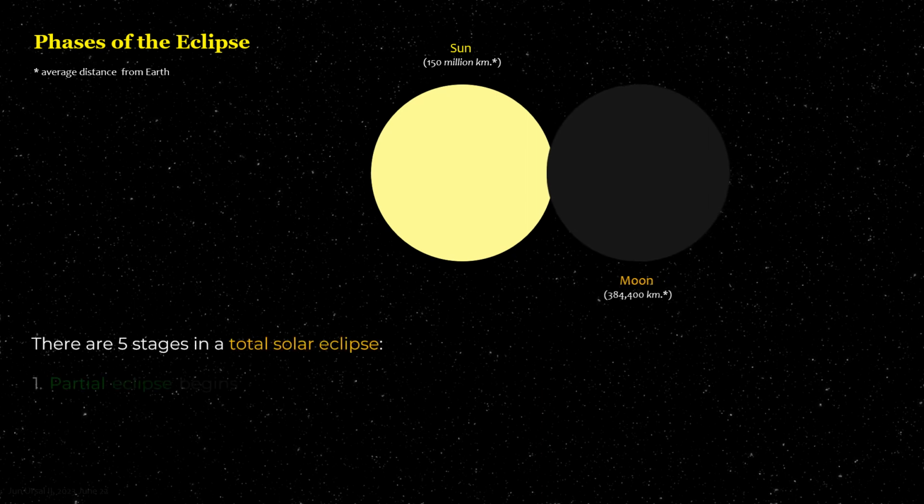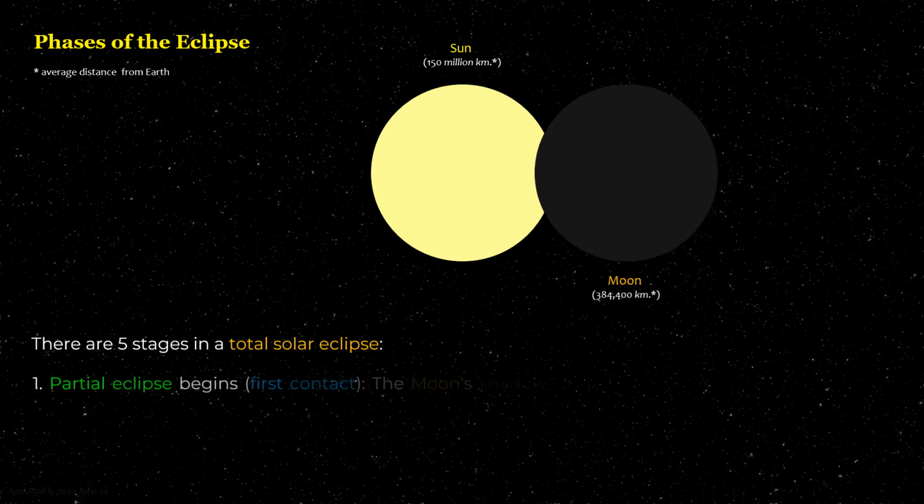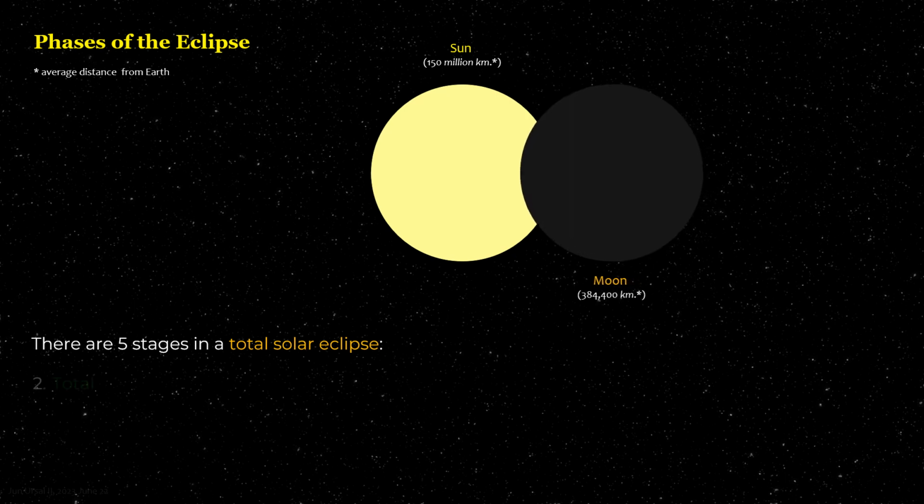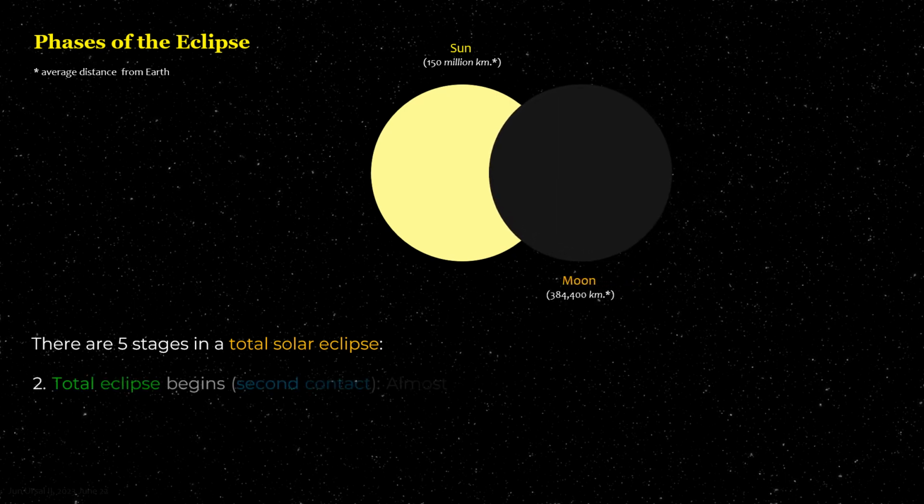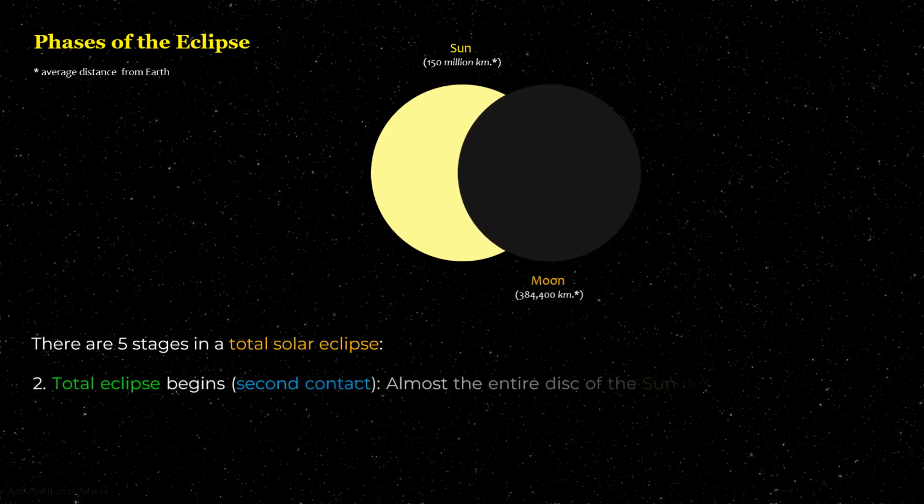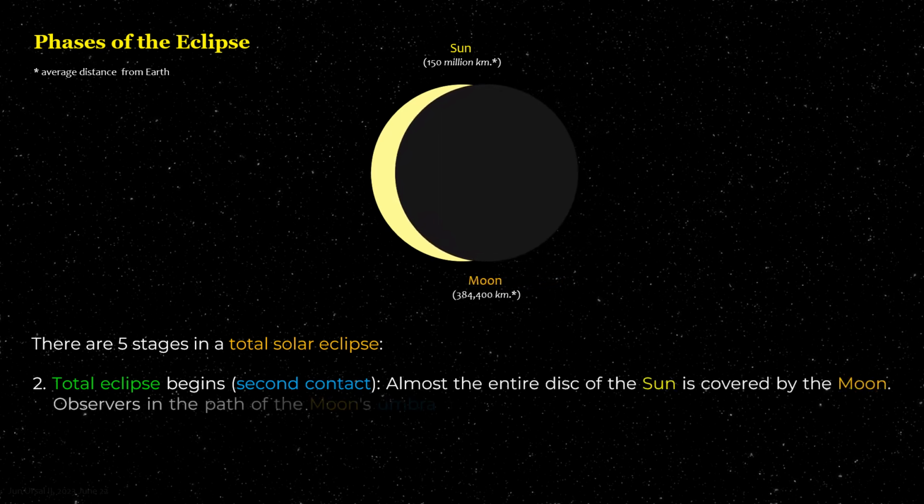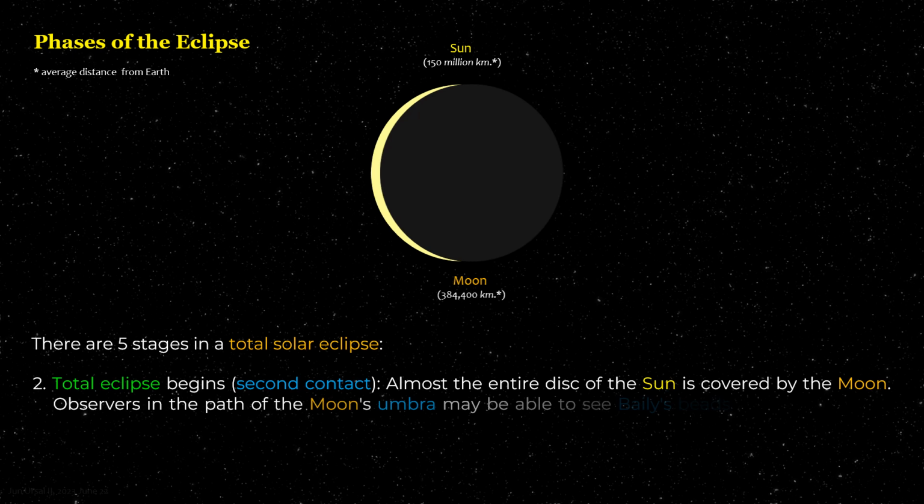1. Partial eclipse begins. First contact: the Moon's shadow starts becoming visible over the Sun's disk. The Sun looks as if a bite has been taken from it. 2. Total eclipse begins. Second contact: almost the entire disk of the Sun is covered by the Moon. Observers in the path of the Moon's umbra may be able to see Bailey's beads and the diamond ring effect.